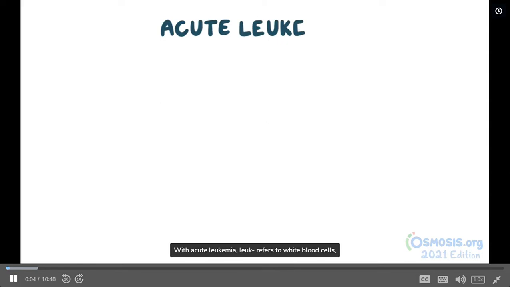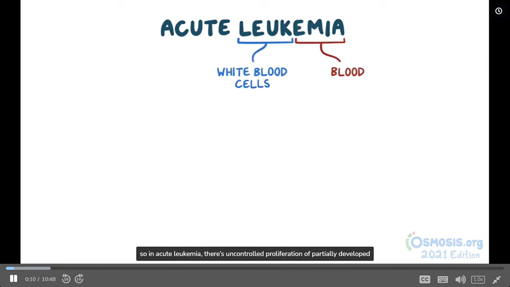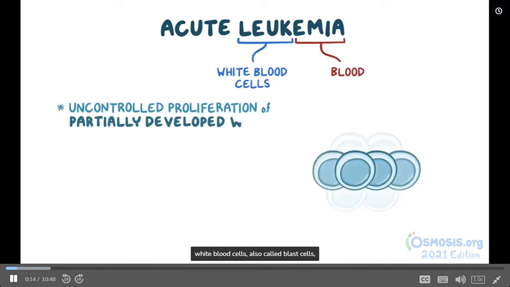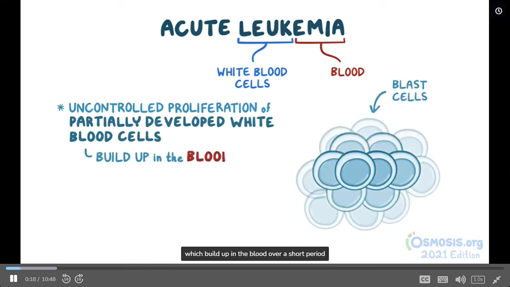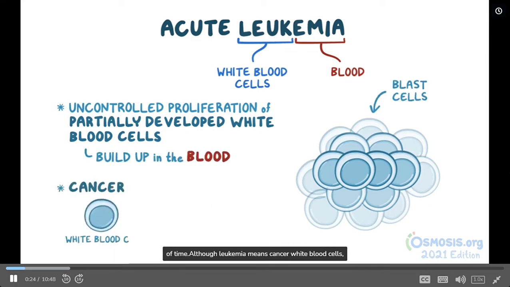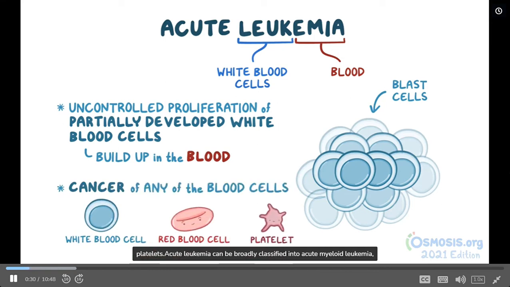With acute leukemia, leuke refers to white blood cells, and emia refers to the blood. So, in acute leukemia, there's uncontrolled proliferation of partially developed white blood cells, also called blast cells, which build up in the blood over a short period of time. Although leukemia specifically means cancer of the white blood cells, it can also be used to refer to cancer of any of the blood cells, including red blood cells and platelets.